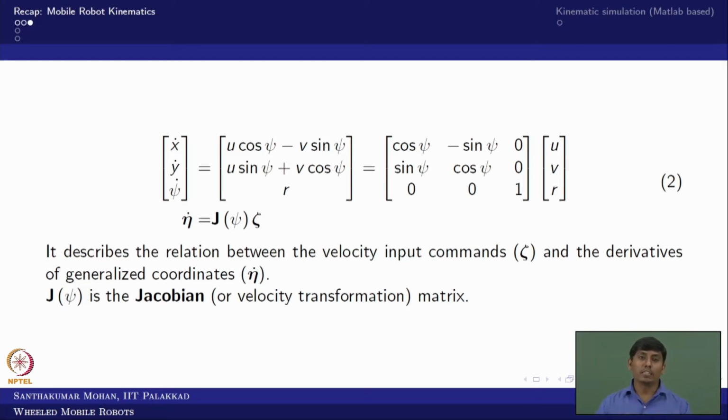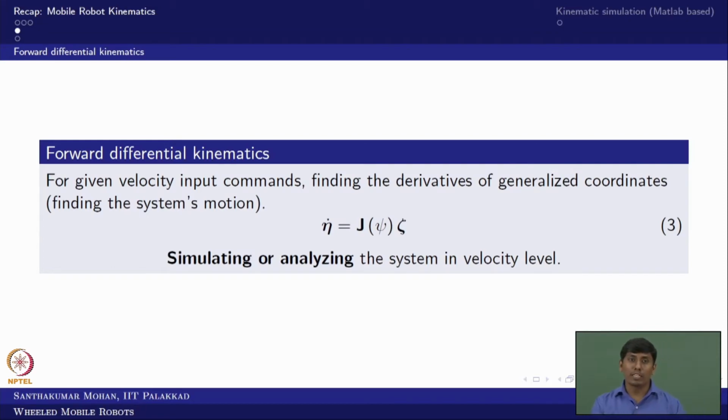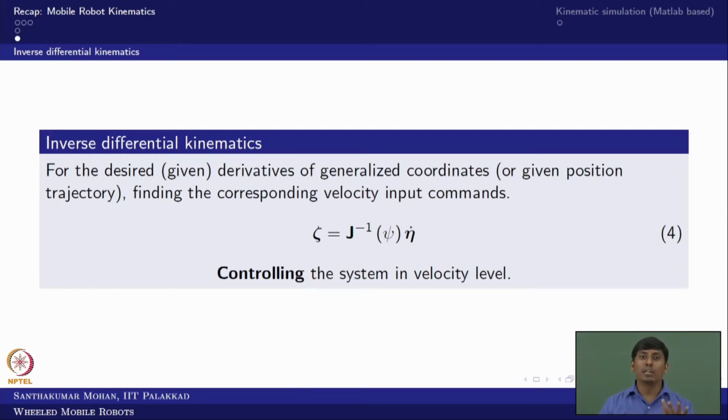Numerical integration can be done in several ways. We are going to use one of the simplest methods, just for understanding, not for anything else: a simple approximation method called the Euler method. We will see that a little later. Right now we are trying to simulate the system based on the forward differential kinematics, and if time permits, I'll attempt the inverse kinematics: for a given position trajectory, can we find the input command velocity? That's what we are trying to see. So we'll go a little forward.